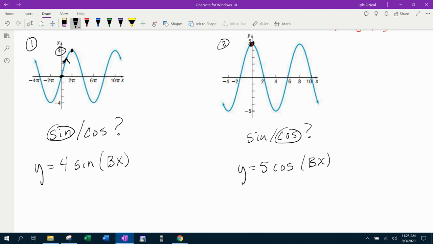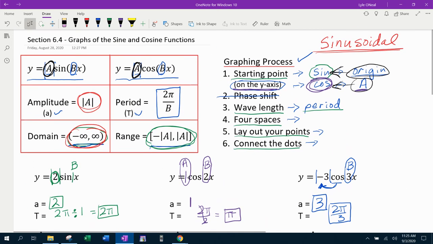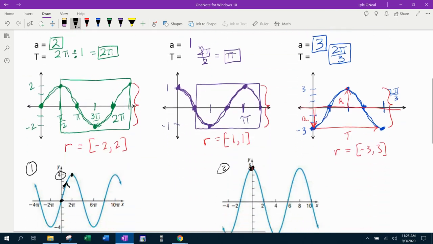Well, again, if we scroll up, we can see that b is part of the period. And remember, the period is the wavelength. So if I know the wavelength, if I know the distance that it takes to complete one cycle, I'll know the period. Once I know the period, I can calculate b.